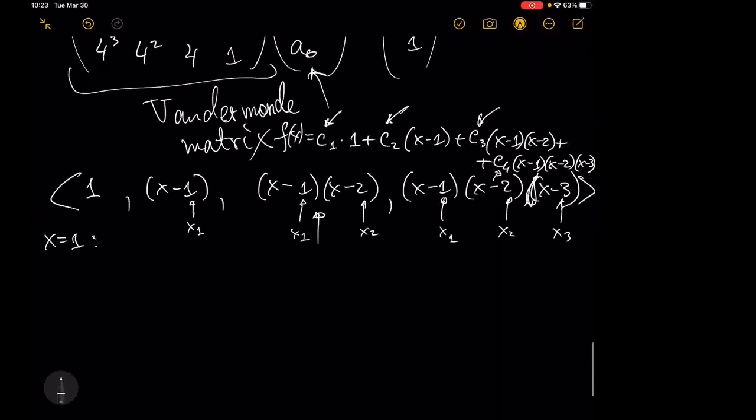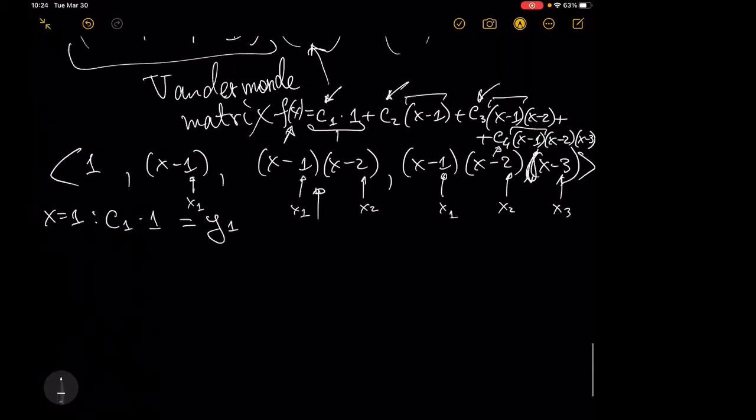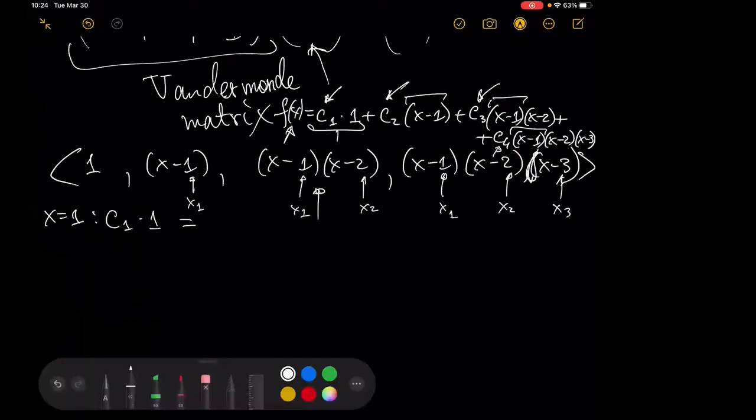If I consider x equal to 1 and substitute it in my function, what will I get? All terms contain x minus 1, all other terms but this one, so they will all be 0. So what I'm getting is C1 multiplied by 1 equals y1, which in this particular case is 1.